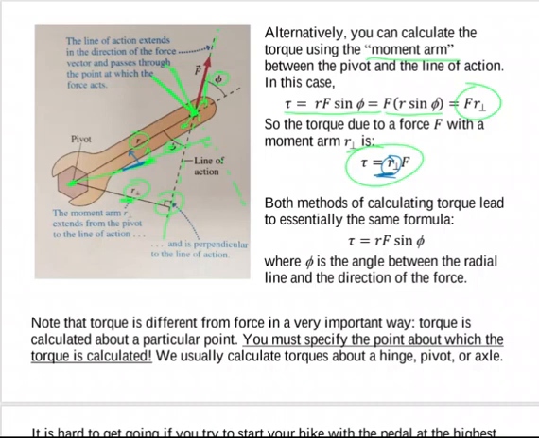Okay? All right, so both methods of calculating torque lead to the same formula. These are basically the same thing. So again, we have this: phi is the angle between the radial line and the direction of the force. So no matter what, you can use either way. It just depends on the information that you're given in the problem. Just note that the torque is different from force in a very important way. Torque is calculated about a particular point.